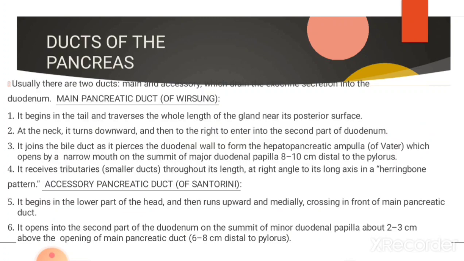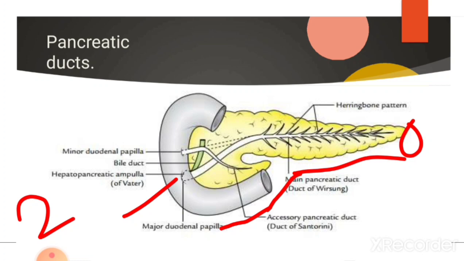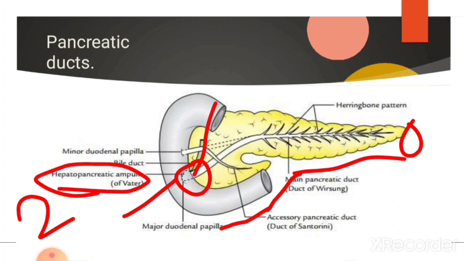Here it joins the bile duct, which pierces the duodenal wall to form the hepatopancreatic ampulla of Vater. So here your main duct is combining with the bile duct, and here they form a dilatation which is known as the hepatopancreatic ampulla. When two ducts combine, they form a dilated part. This is known as the hepatopancreatic ampulla.